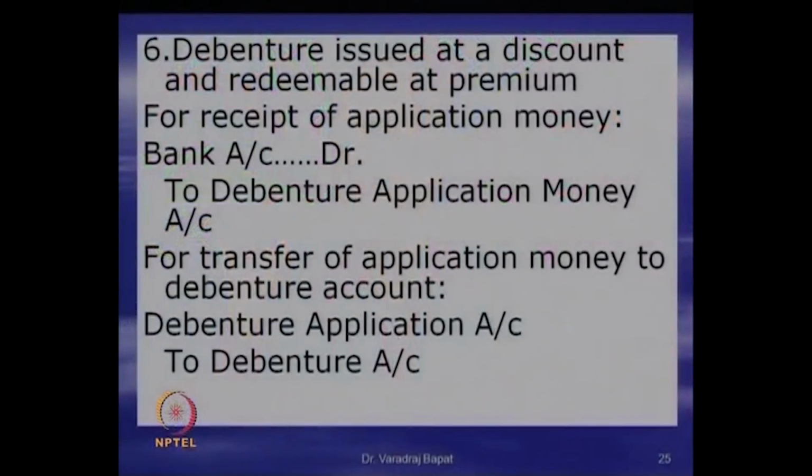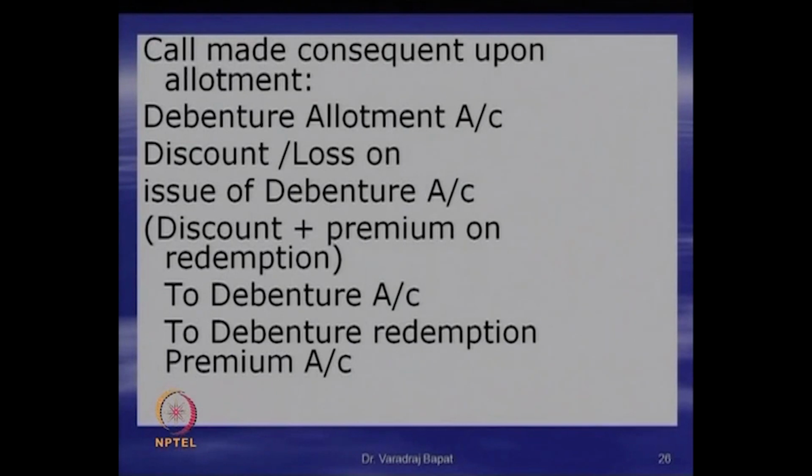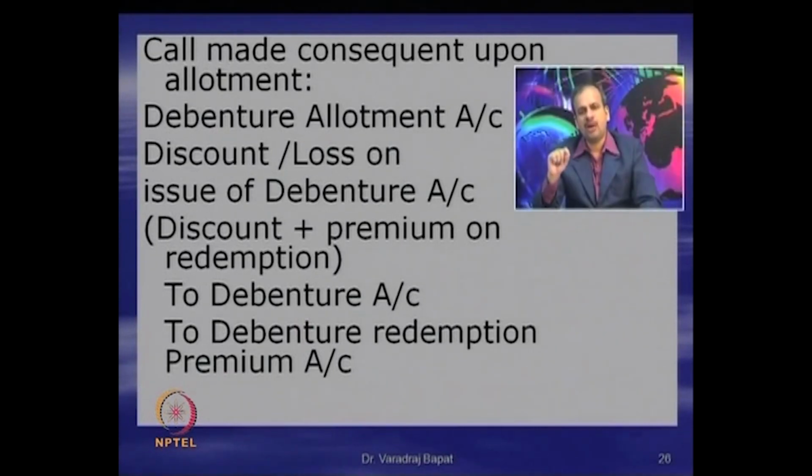Okay. Now let us go to the next case. The sixth case is where debenture is issued at discount, but it is redeemable at a premium. Again the first entry is the same: bank account to debenture application account. Now when the transfer is made, it is debenture application to debenture, and on a subsequent call it is debenture allotment, then debenture discount or loss on issue of debenture account debit to debenture account to debenture redemption premium account.